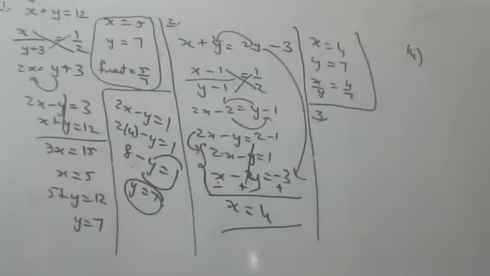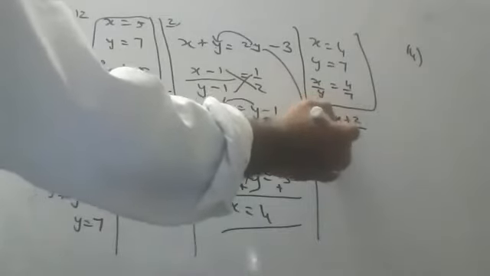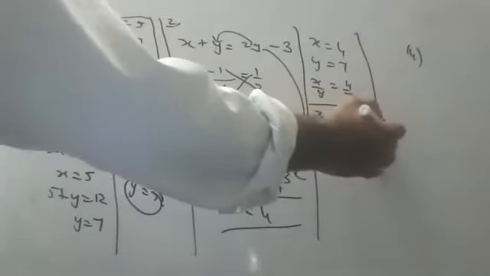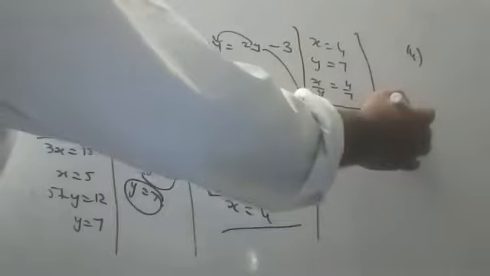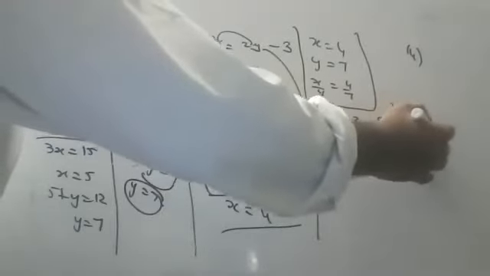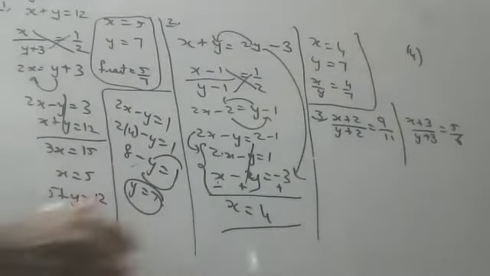A fraction becomes 9 by 11 if 2 is added to numerator and denominator. If 3 is added to both of them, it becomes 5 by 6. Now, two equations you have got, children.